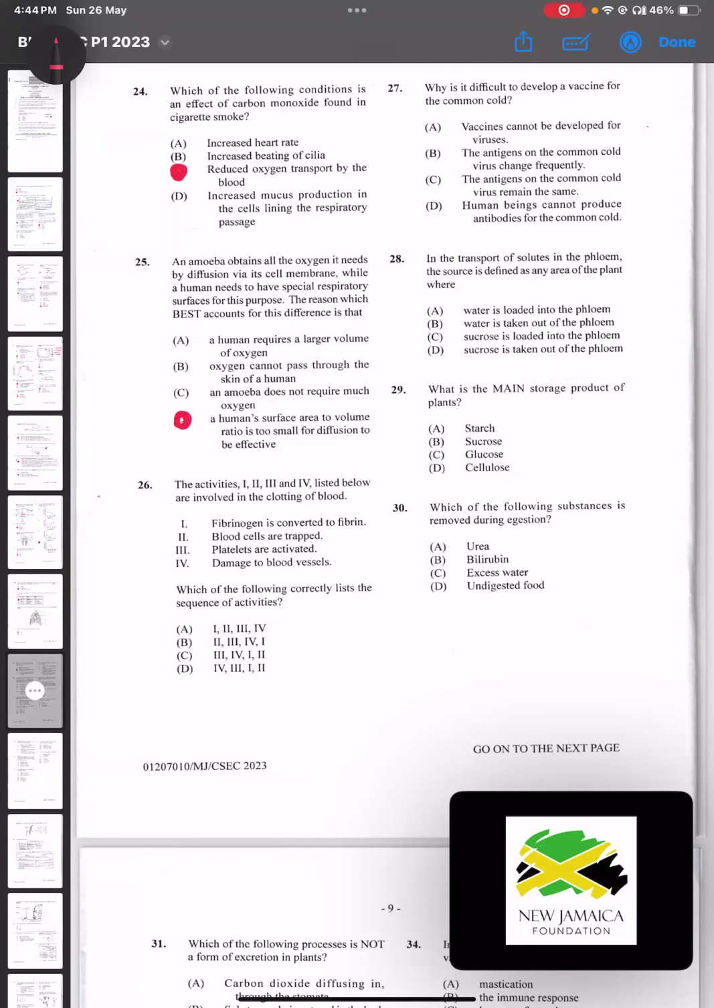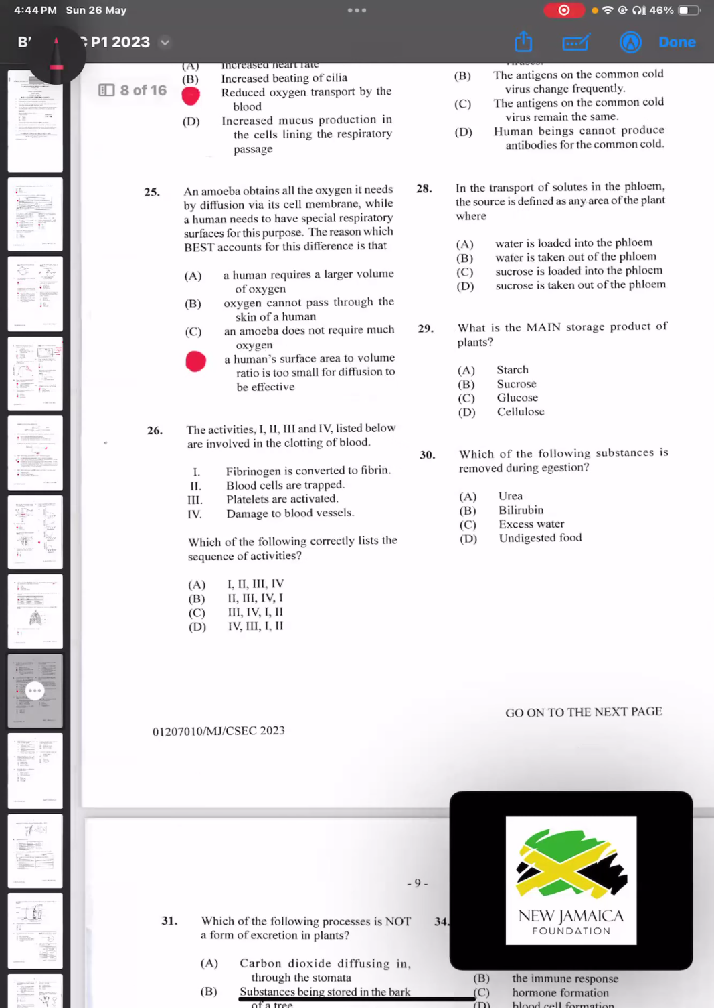So our answer is D, because humans have a very large volume but a small surface area. So our ratio is too small for diffusion to be an effective way of transporting materials.